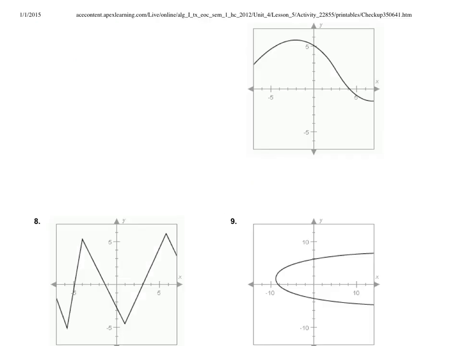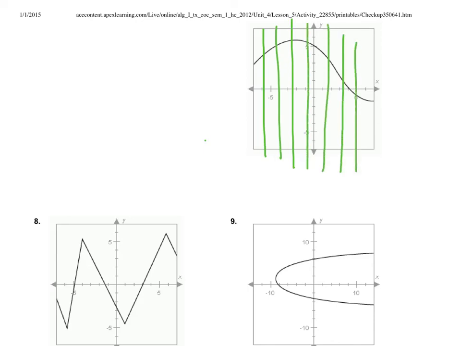Number 7 is this graph. It wants to know if it's a function. Well, to determine if a graph is a function, we try the vertical line test. So I'm going to draw vertical lines. My line should only touch the graph once. As long as it only touches the graph one time, we're good. Every line touched it once, so this would be a function.